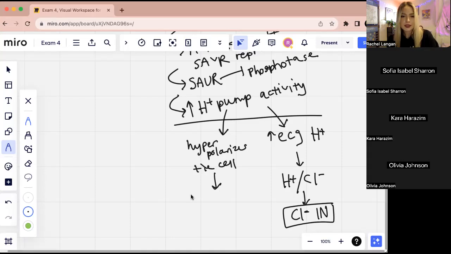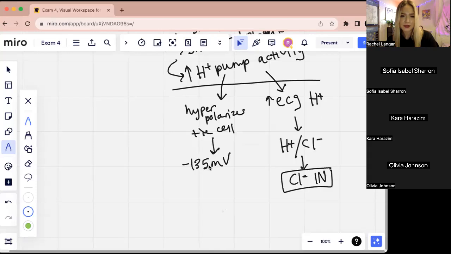And what that does is you can kind of imagine in your head, and I've just been telling people this number, maybe it gets it to around negative 130 or 135 millivolts. And that is hyperpolarized enough to activate hyperpolarization gated potassium channels.